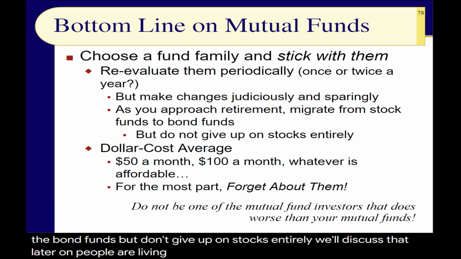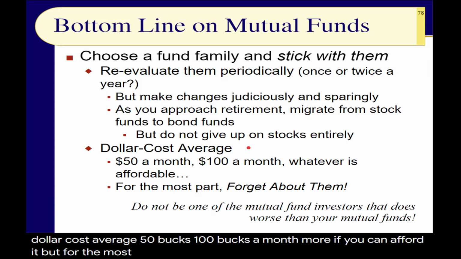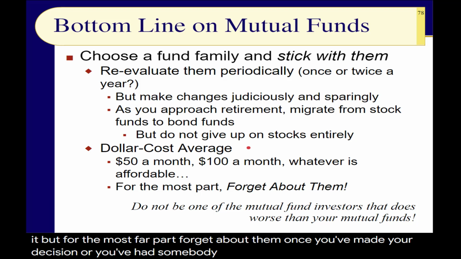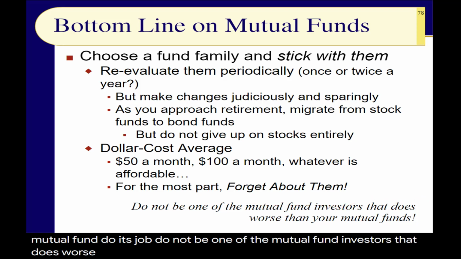People are living longer in retirement. They need some growth. And dollar cost average. $50, $100 a month, more if you can afford it. But for the most part, forget about them. Once you've made your decision, or you've had somebody help you make a decision, let the mutual fund do its job. Do not be one of the mutual fund investors that does worse than your mutual funds.